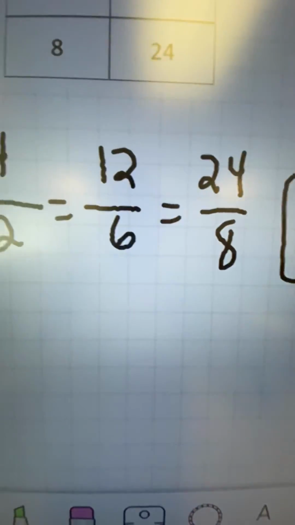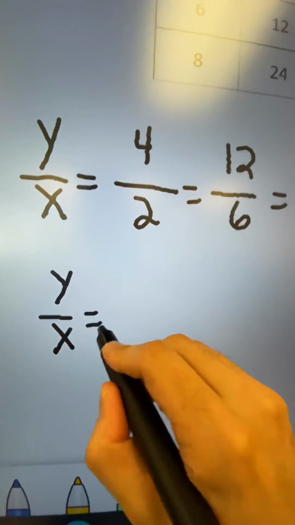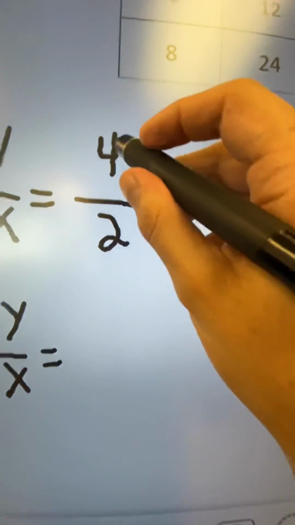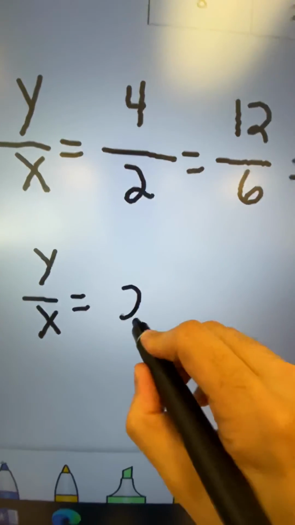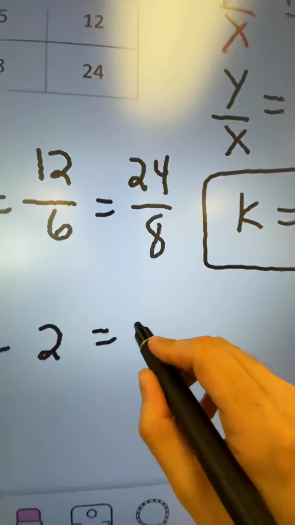I'm going to simplify each one. You could just go ahead and divide it out with a calculator, but in this case, you can see it's pretty straightforward calculation. 4 divided by 2 is 2. 12 divided by 6 is 2. And then 24 divided by 8 is 3.